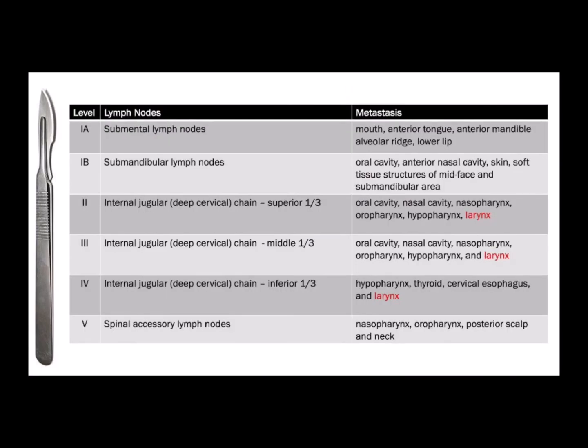And then in summary, I just put all the different levels here and the areas that they tend to have metastasis from, if they have metastasis at all. And for our purposes for this review, remember that levels 2, 3, and 4 are most pertinent for the laryngeal carcinoma spread.